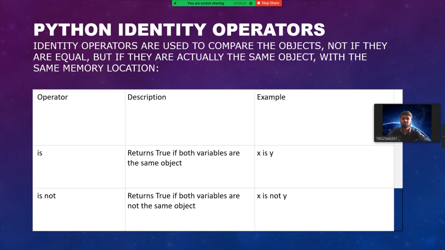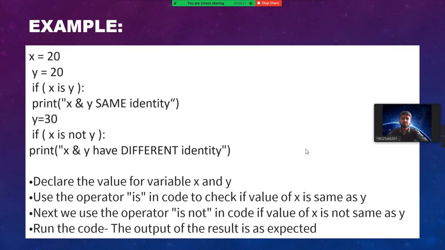And we can see that is returns true if both variables are the same object. Then only the is operator will be used, x is y, like that. And is not returns true if both variables are not the same object, like x is not y. This is how the operators is and is not work. Then we will see a simple example for this.